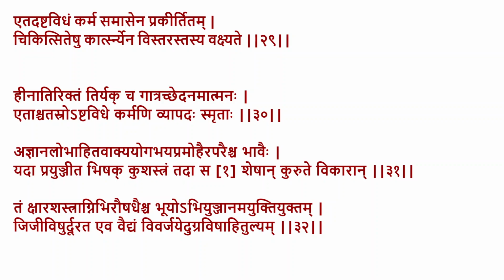Now, the complications of the ashtavidha shastrakarma. Surgical procedures are known to produce complications, and Sushruta has detailed these complications in a very clear-cut manner. The complications could be: Hina, Atirikta, Tiryak, Gata, Chedamatmana. Eta chatasro ashtavidhe karmani vyapalasmrutaha. The 4 types of complications which can occur are Hina yoga, where the surgery is done, but it's not done to the optimum extent. Suppose you are supposed to remove the appendix, instead of removing the whole of the appendix, only part of it is removed and a part is left over.